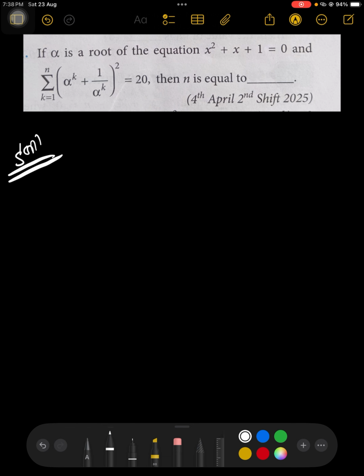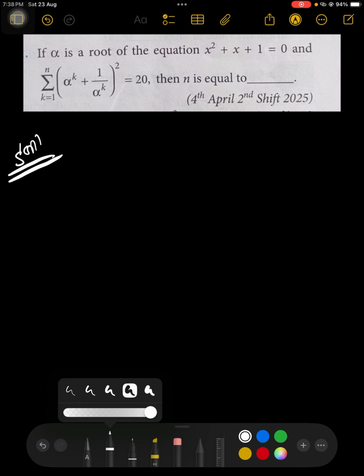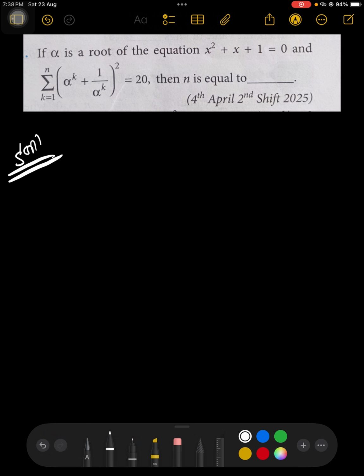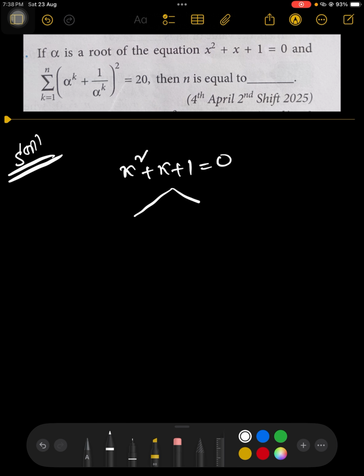Now, given that alpha is the root of the equation x square plus x plus 1 equal to 0. Now, coming to the solution. Alpha is the root of that quadratic equation x square plus x plus 1 equal to 0. We know that clearly x square plus x plus 1 equal to 0 has two roots. One root is omega, another root is omega square. Let us consider that alpha equals omega.